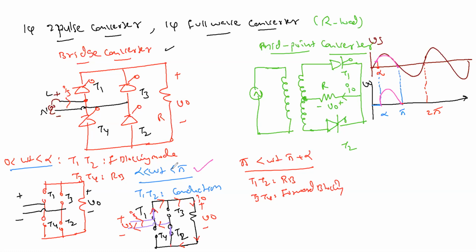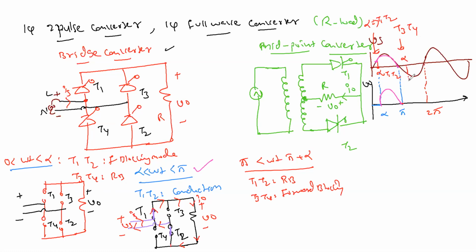So, same as this one, all four switches are open. This is your alpha. Here, alpha is being given to which? This is alpha for T3, T4. This is alpha for T1, T2. This is the alpha for T1, T2. Alpha for T3, T4, because T3, T4 are forward biased here.